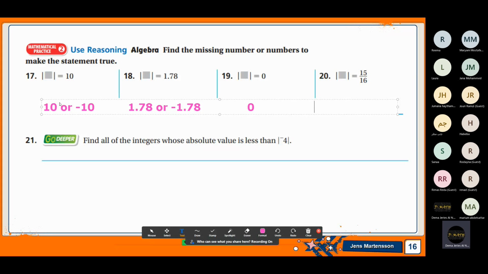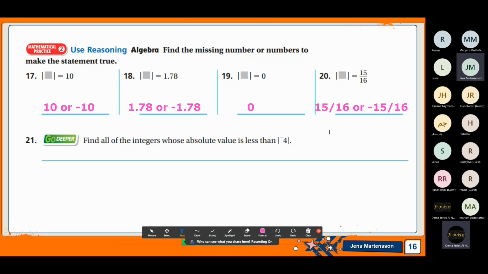Okay, now number 20. After Rima, Rinat. Yes, teacher. Yes, Rinat. Here, a number whose absolute value is 15/16. 15/16 or negative 15/16. Bravo. Okay. Thank you, Rinat. So after her, now Rimas.